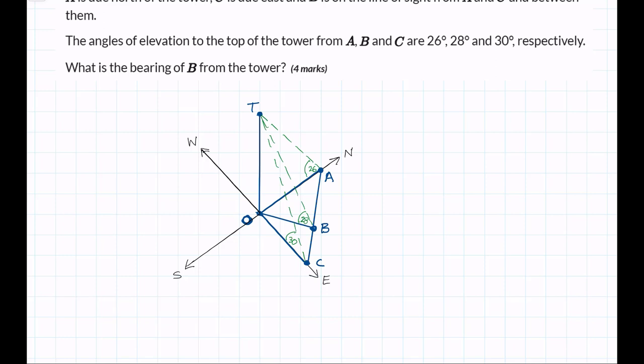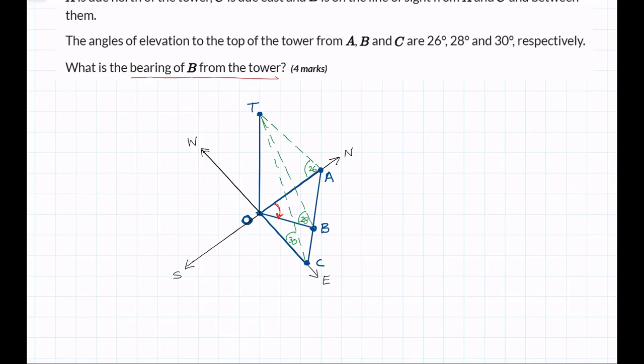Now, we're being asked the ultimate question. What we're ultimately trying to find is the bearing of B from the tower. So if I start at the tower, point O, which is the base of the tower, and then I think about the angle going from north over to point B, which is this angle here. That is the bearing that we want to find, because true bearings are always measured from north, and we're not actually told whether this is a true bearing or not, so we can assume it must be a true bearing since we're not told otherwise. So that is the angle we ultimately need to find.